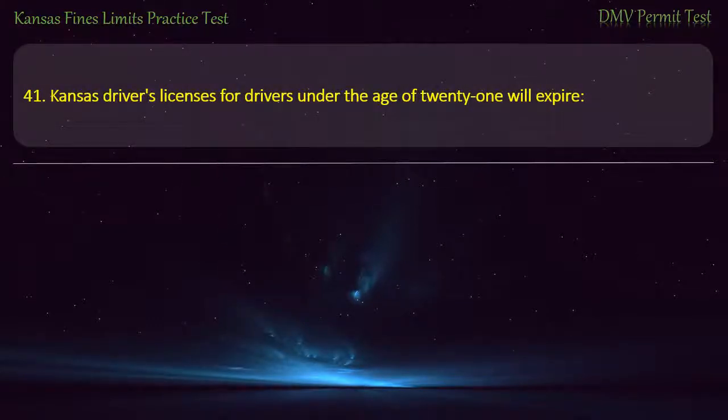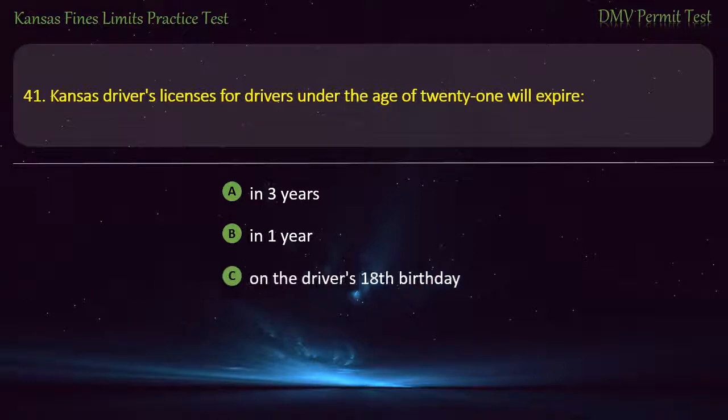Question 41. Kansas driver's licenses for drivers under the age of 21 will expire in 3 years. In 1 year. On the driver's 18th birthday. On the driver's 21st birthday. Answer. On the driver's 21st birthday.